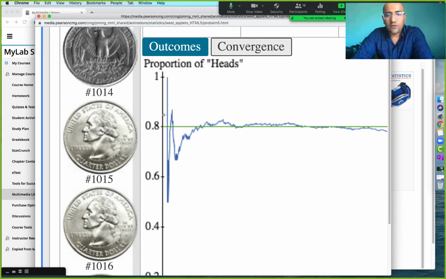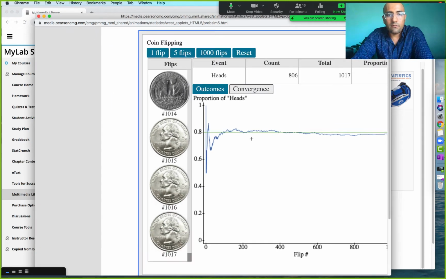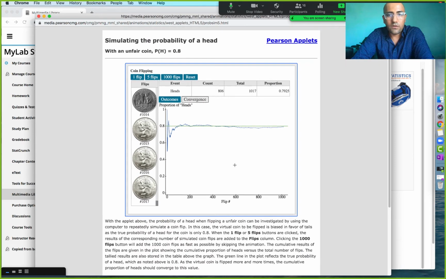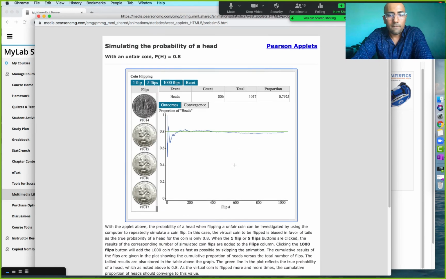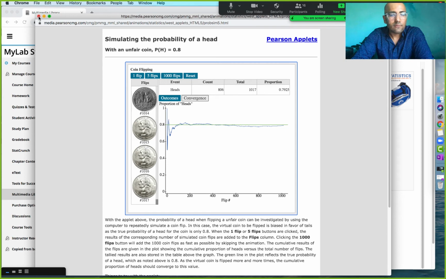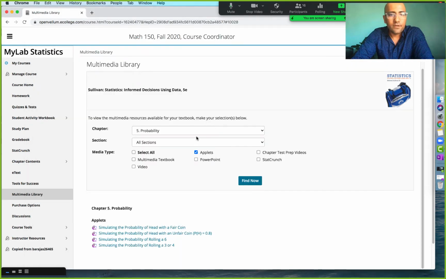Short-term uncertainty, long-term predictability, right? It's like the casino games. Sometimes you're way above, you're winning a lot. Sometimes you're losing. But over the long run, you have to know you're going to lose, right? Casino always wins in the long run. Yeah, good. Okay, all right.